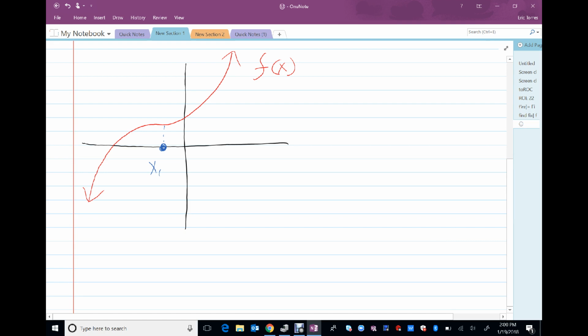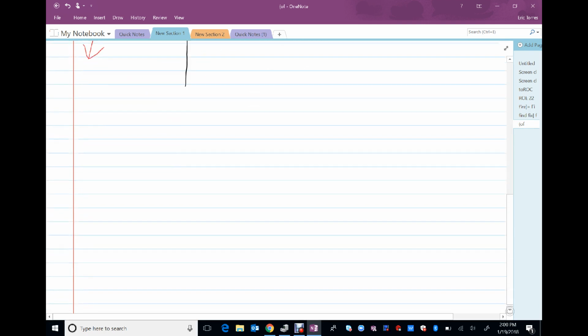So let's move past this point. More positive, more positive, more positive. Over here it was less positive, less positive, less positive, 0. So here is approximately, more or less, my derivative function. And again, I'll continue with more examples.